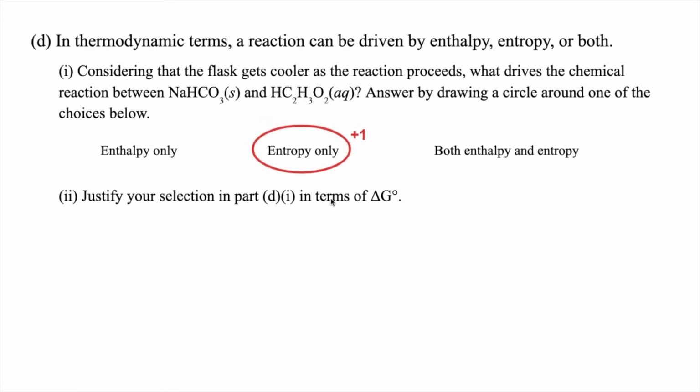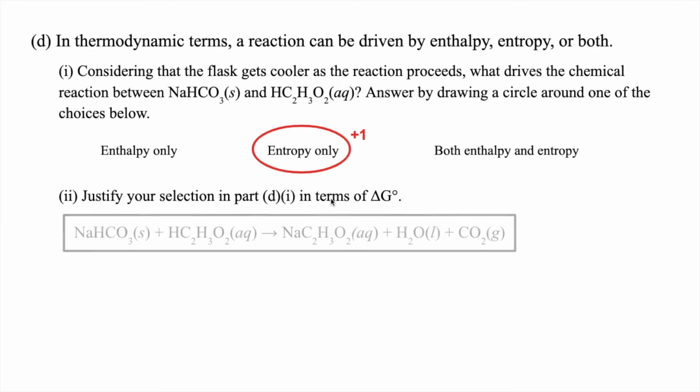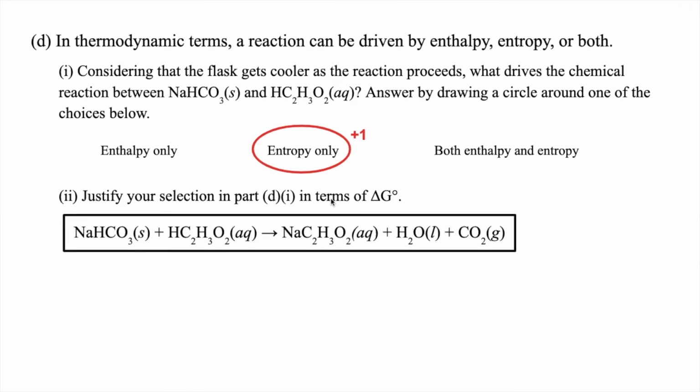The second part of this question asks us to justify our selection in terms of delta G. Here's the original equation that we were given again. If you remember from our spontaneity unit, delta G was equal to delta H minus temperature times delta S. And in order for a reaction to be considered thermodynamically favorable, delta G had to be less than 0.